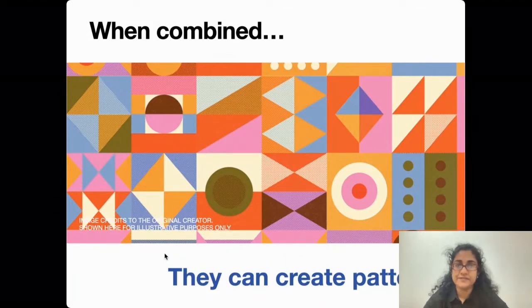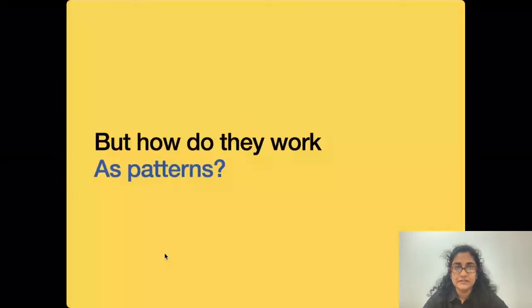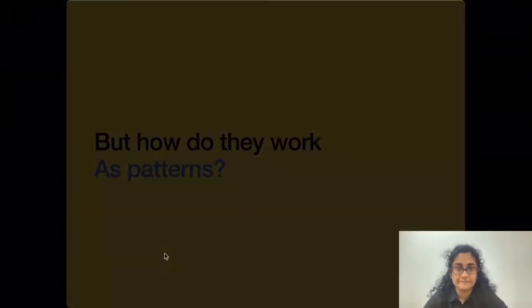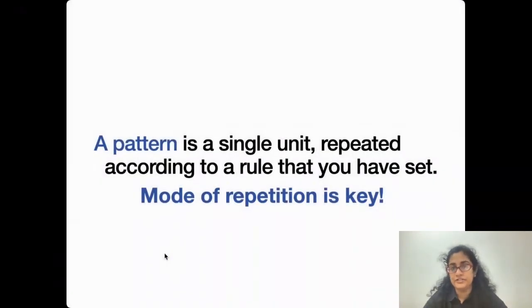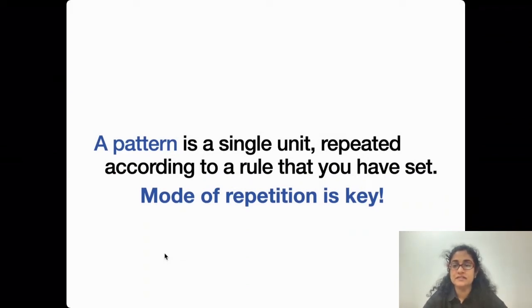Whenever you combine these shapes in various ways, they can create patterns. And sometimes these patterns are regular, sometimes they're irregular, sometimes they follow specific rules, and sometimes you will see that they have a dynamism of their own. But how they repeat is what matters. How do they work? Mode of repetition is key. When you have a single unit, you can decide how you want to alternate it. Do you want it repeating the same way? Do you want it multiplying? Do you want it dividing? Do you want it to alternate? How do you want it to repeat?